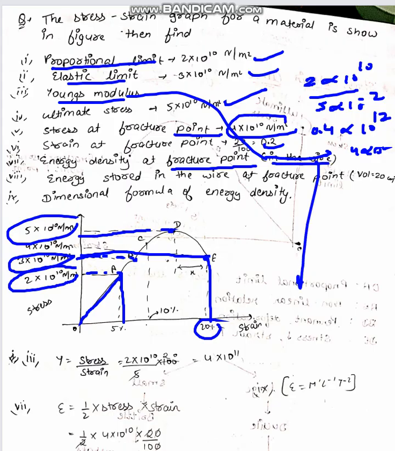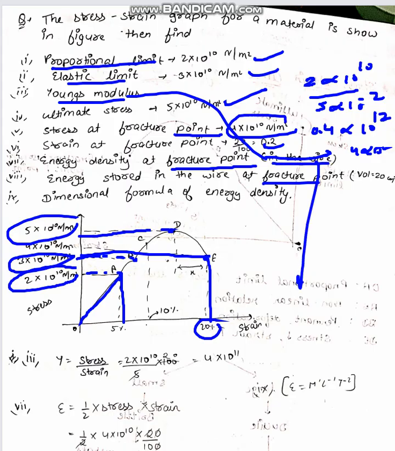Then we have a stress at fracture point. So it corresponds to the fracture point, and it is 4 into 10 to the power 10. Then we have a strain at fracture point. So strain is corresponded by 20%, which is 0.2. Next is energy density at fracture point. So energy density is half into stress into strain. You can calculate it out.